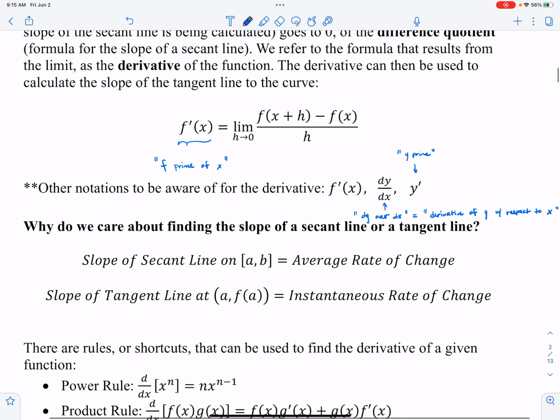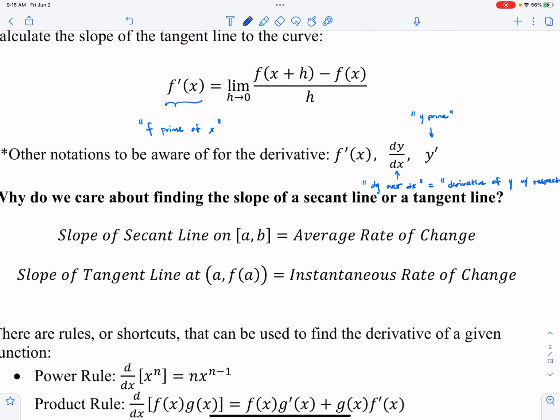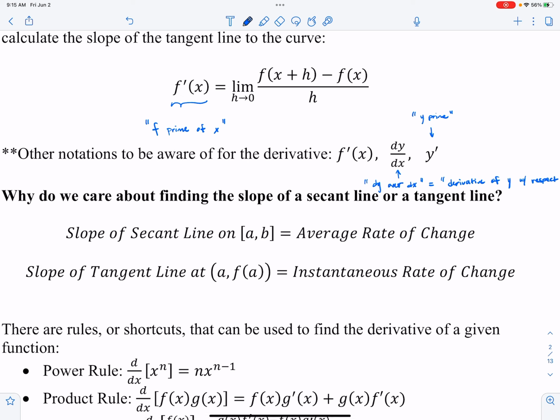Now, why do we care about finding the slope of a secant line or a tangent line? That's a big question. Well, the slope of a secant line on an interval from A to B represents average rate of change of a function on that interval. Average rate of change. And the slope of a tangent line at a point would represent instantaneous rate of change.